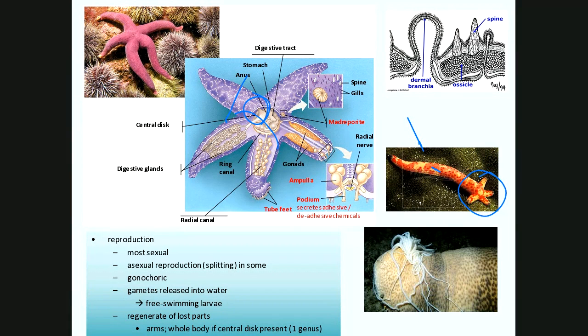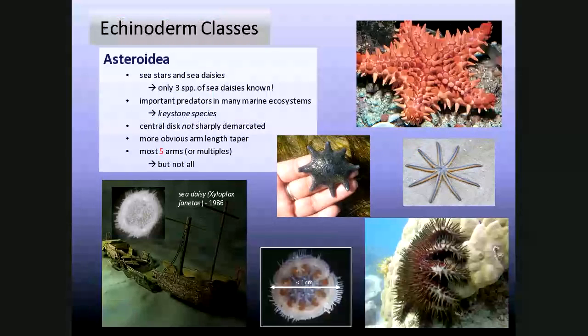Free-swimming larvae, yes, because we want dispersal, and gonochorism. So we have males and females of this group. Okay. All right, now among the echinoderm classes, we have the sea stars or the Asteroidea.